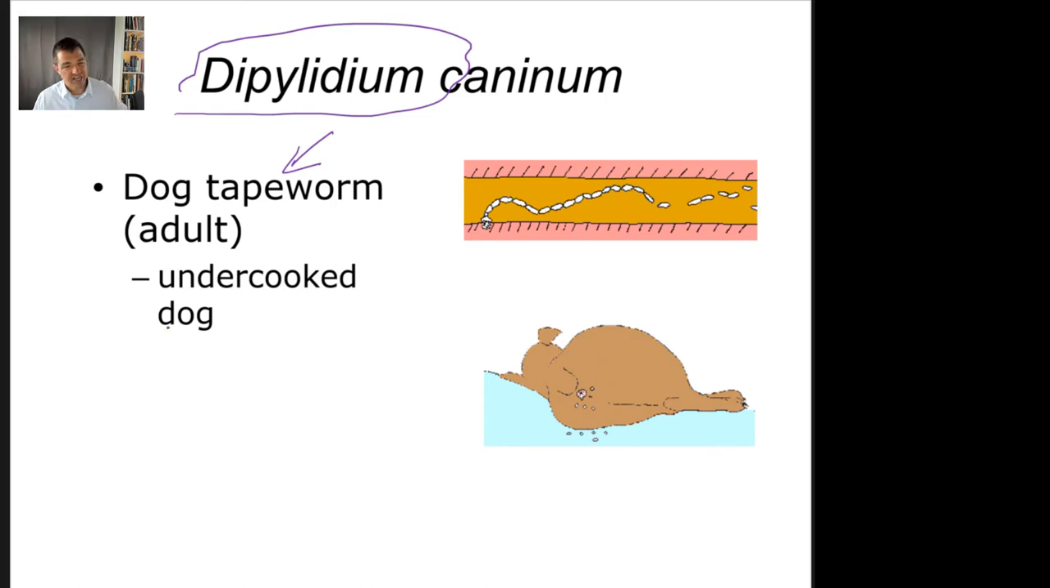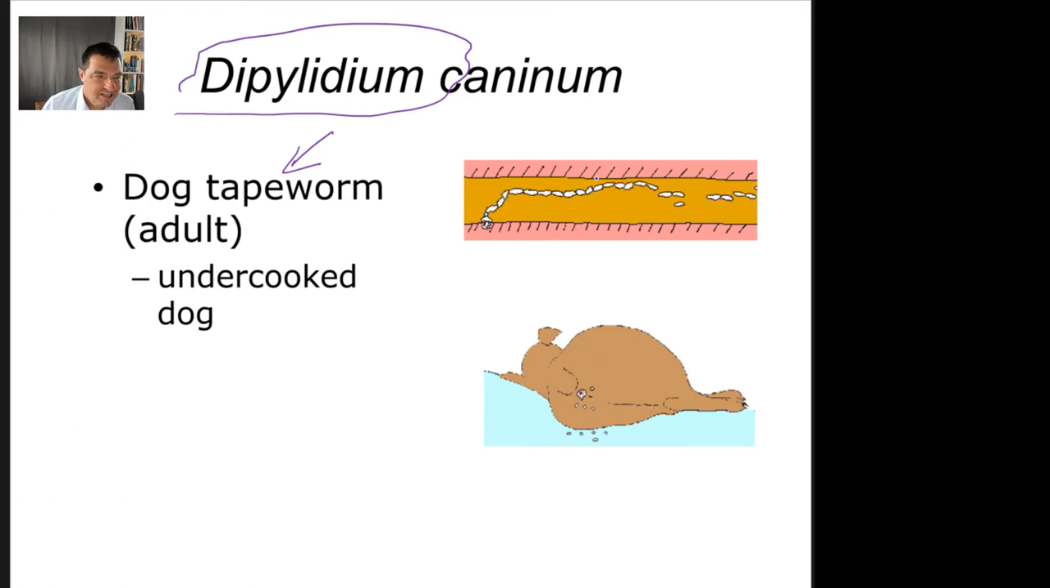We often in class make a joke that if you eat beef tapeworm, you get a beef tapeworm as a human infection. If you eat undercooked pork, you can get pork tapeworm. So there's a joke that if you eat undercooked dog, then you get this tapeworm.